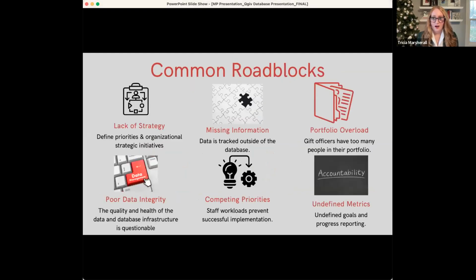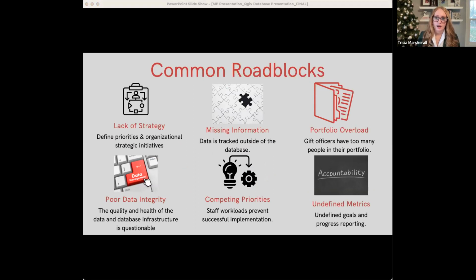So what are some of the common roadblocks? These are often items that I see frequently with our clients. So the first is a lack of strategy. And it's not that the fundraisers don't know what they're doing. Of course, they know what they're doing. They just don't really have the time to sit down and document it and plan it out. So understanding and really identifying what are those priorities and what are the long-term goals of the fundraising team.